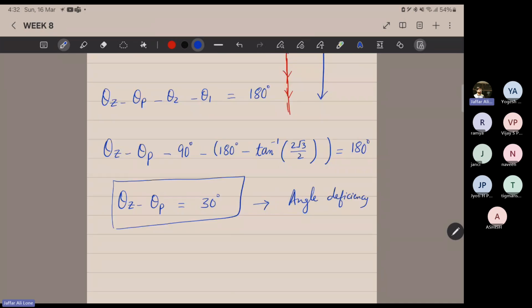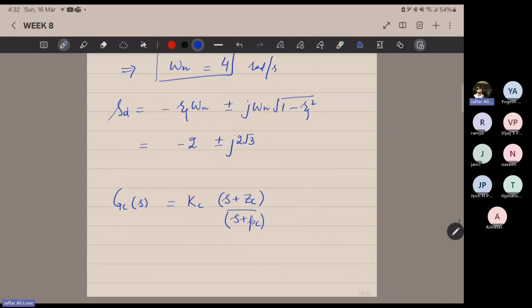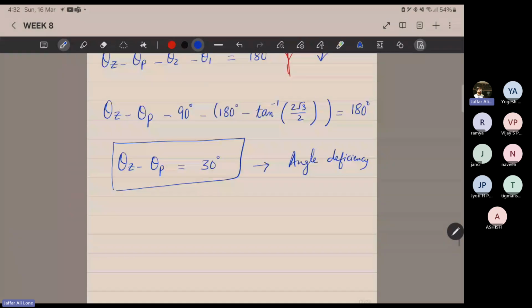So when I design this lag compensator, I'm actually putting a zero and a pole into this system, and by using this, that zero and pole will provide an additional angle of 30 degrees, such that my angle deficiency is met, so that my point lies on the root locus. So when my point lies on the root locus, then accordingly my root locus will change. Initially it was something, and now it will be something else.